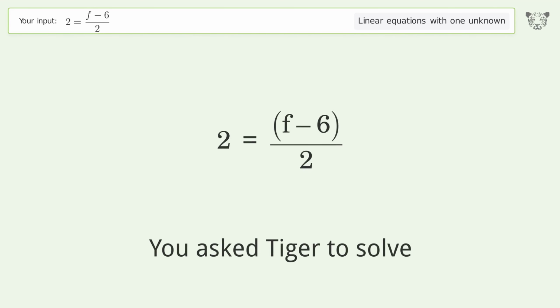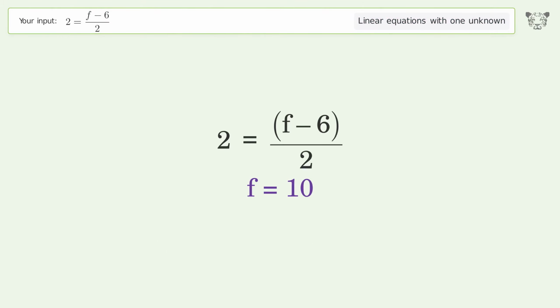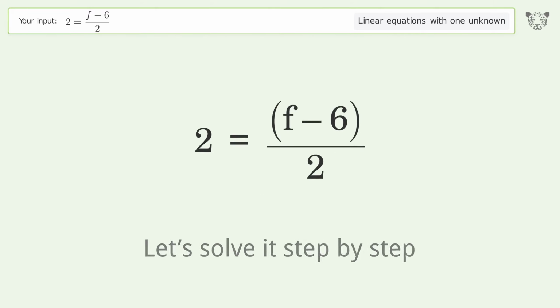You ask Tiger to solve this. This deals with linear equations with one unknown. The final result is f equals 10. Let's solve it step by step.